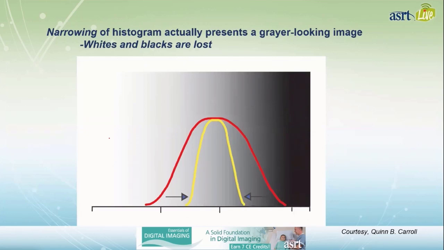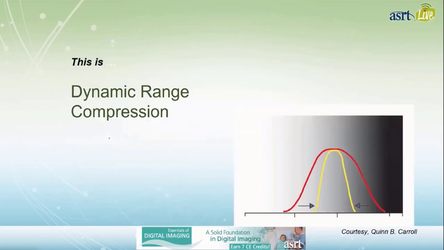Well, sure enough, if we go back to our diagram and consider what would happen if I take this red histogram and I narrow it to the yellow histogram. What do you see here? What happens is we've lost the blacks on the right, or dark grays, and we've lost whites on the left. And what we have left is a bunch of mid-level grays. So narrowing the histogram actually represents a loss of whites and blacks in the image. And this process can be desirable to help show better details in some cases. And it actually has a name, dynamic range compression.